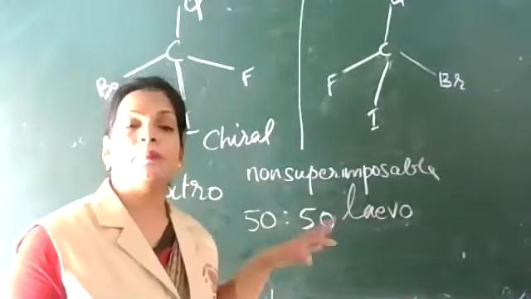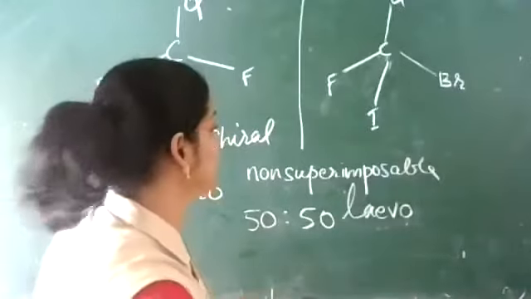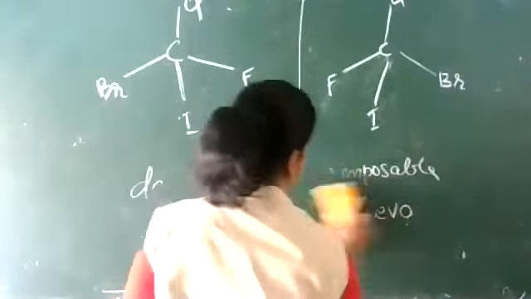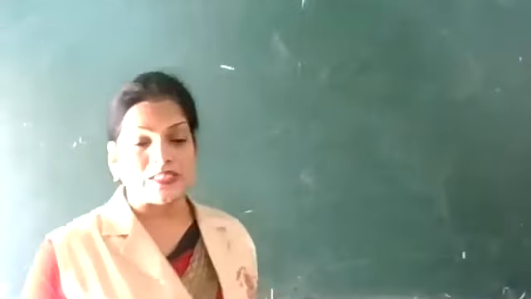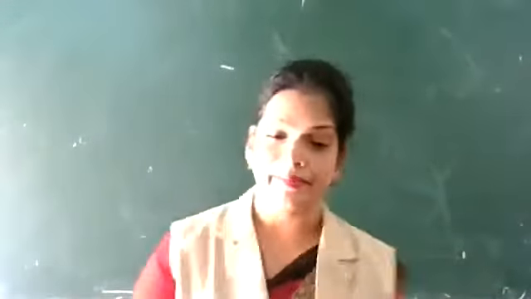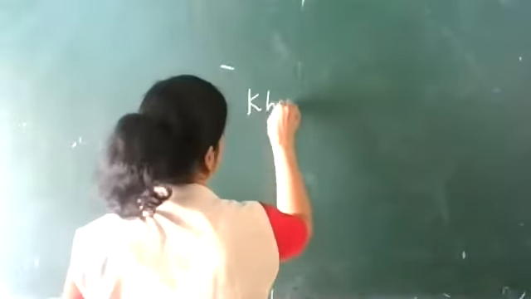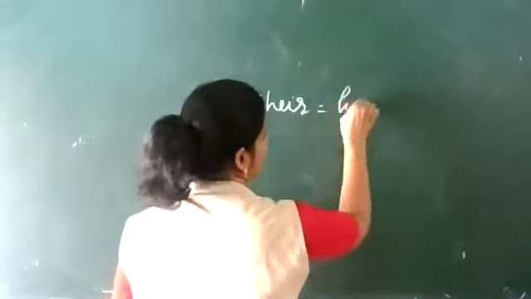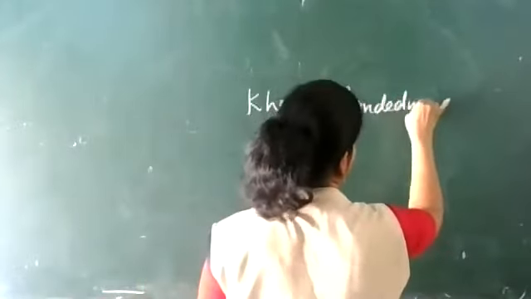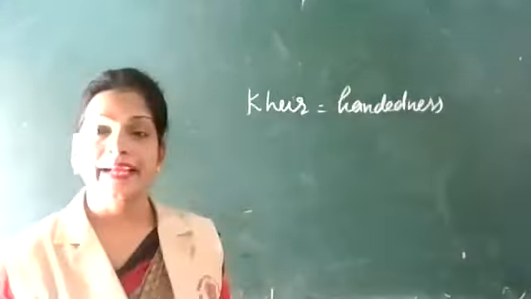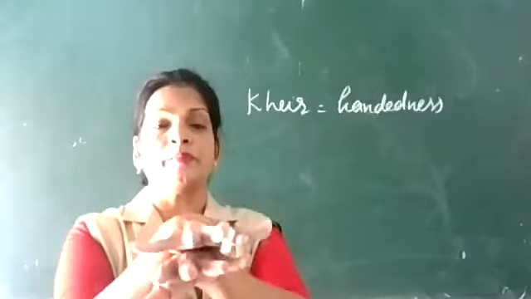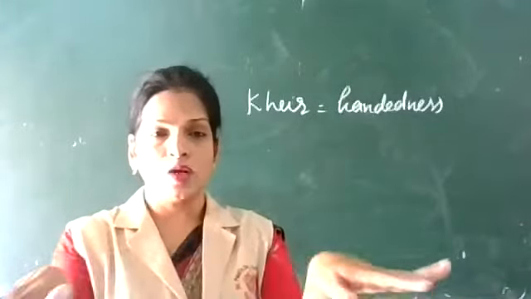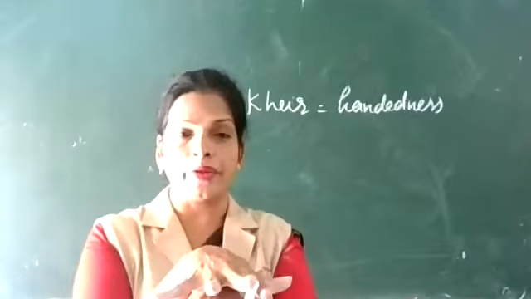Okay, we are going to apply these things in SN1 and SN2 reactions. Chiral carbon is also called asymmetric carbon. Chiral means handedness, which means its mirror image won't superimpose on the object. Object and mirror images are non-superimposable.